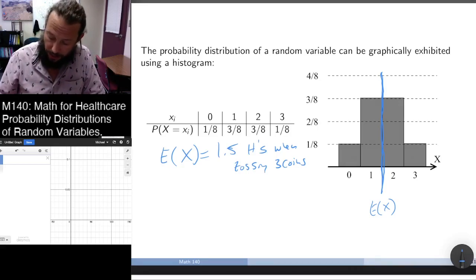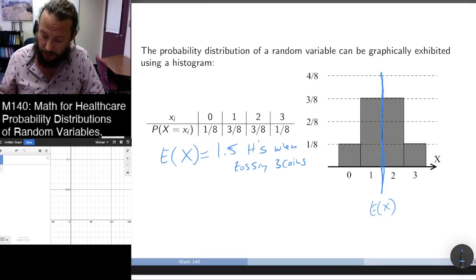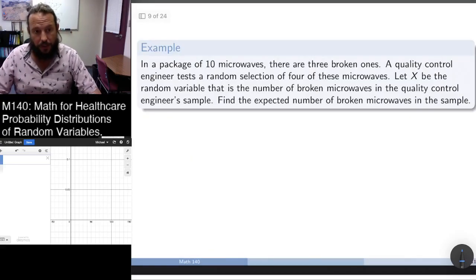Okay, so that's our expected value. But in general, even if it's not right in the center, it tries to find the center of the distribution. Okay? All right, let's see an example here.